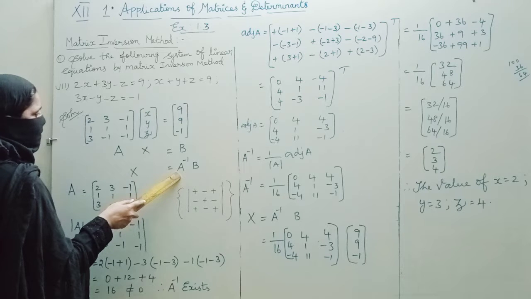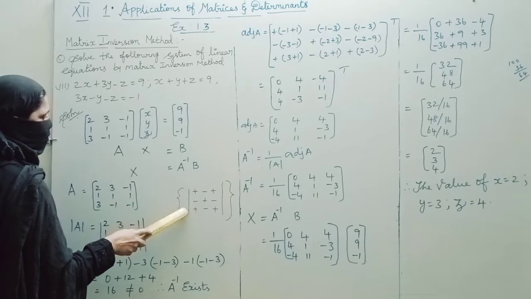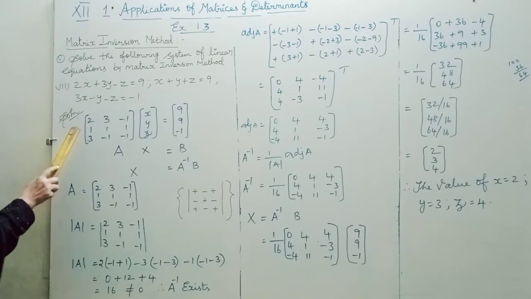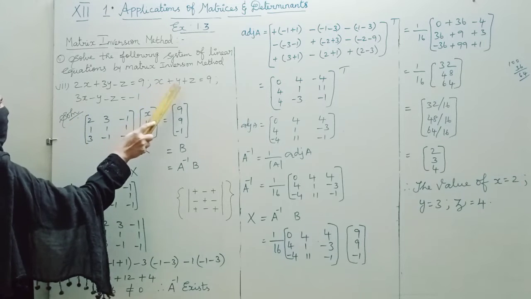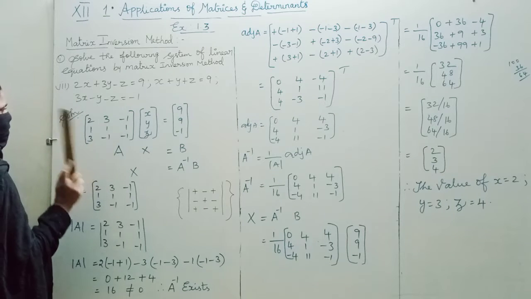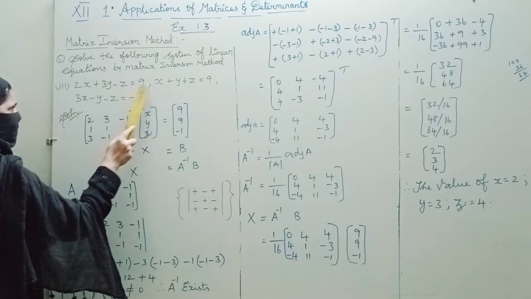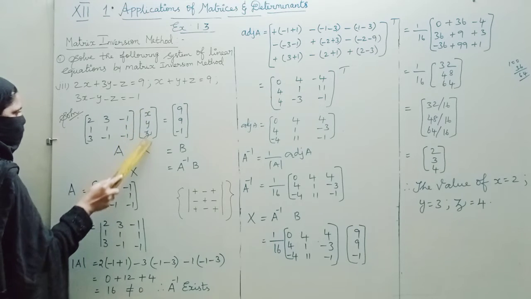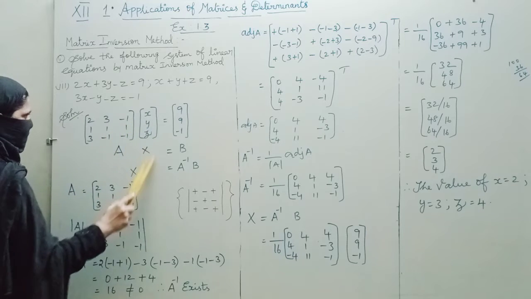But in this one a 3 by 3 matrix is there. So by using this formula you want to find out the cofactor and then find the transpose, that is the adjoint of a. 2 3 minus 1, next 1 1 1, next 3 minus 1 minus 1, then x y z, and 9 9 minus 1. This term denotes the a value, this term denotes the x value, this term denotes the b value. I have written it straight away: this is a, this is x, this is b.